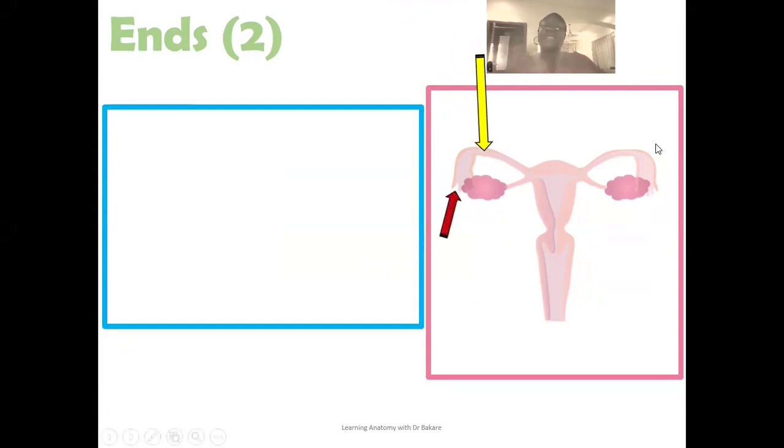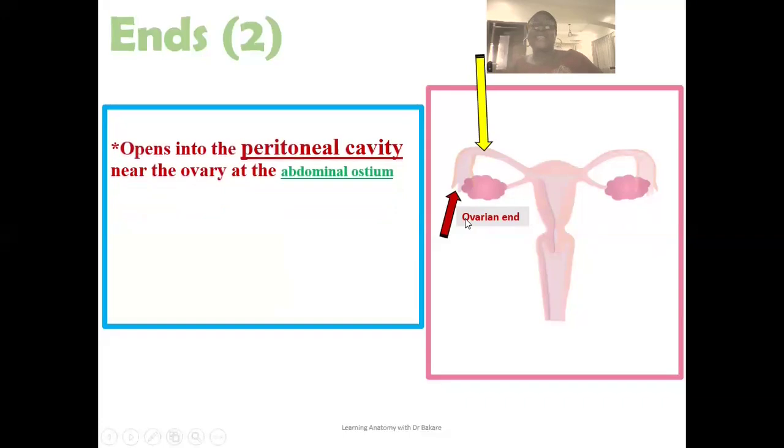So this end here that is directed towards the ovary is the ovarian end. This ovarian end is what is carried here in red. This ovarian end is seen to open into the peritoneal cavity. If you look at the connection between the terminal end of the oviduct and the ovary, you see that there is no structural connection between the oviduct and the ovary at this region.